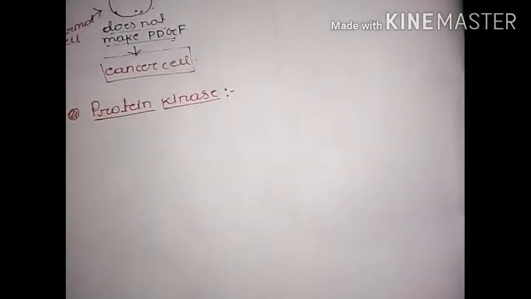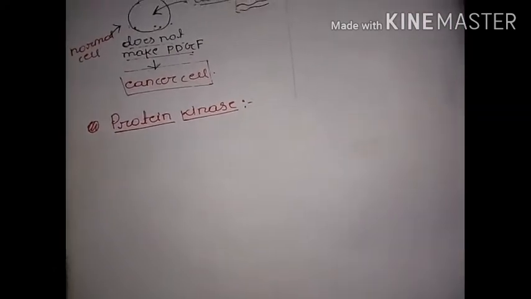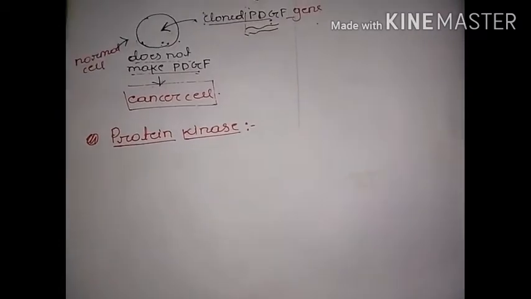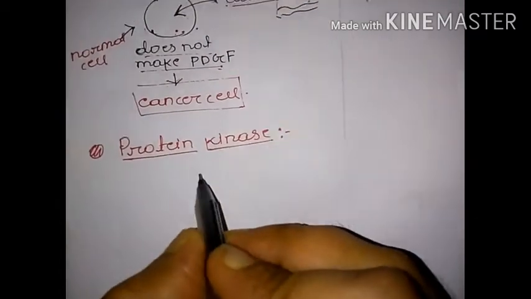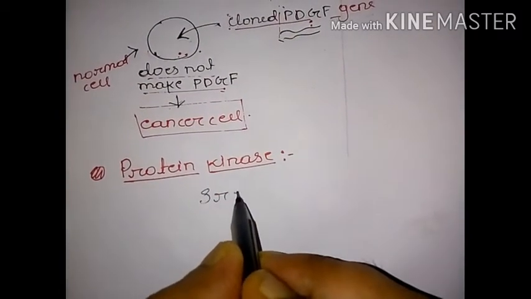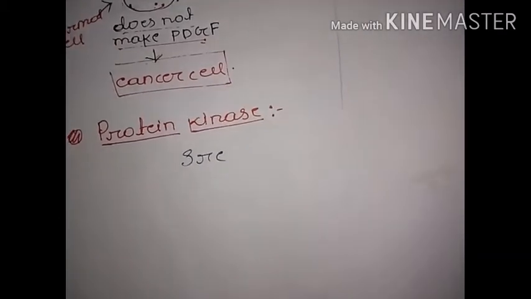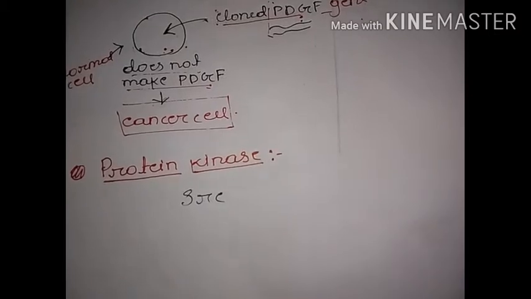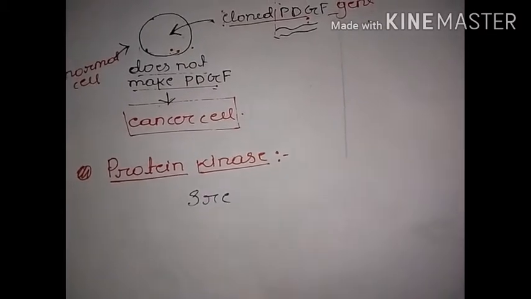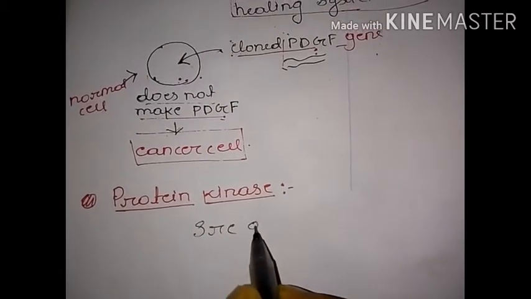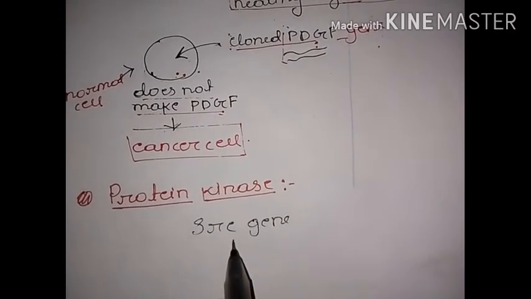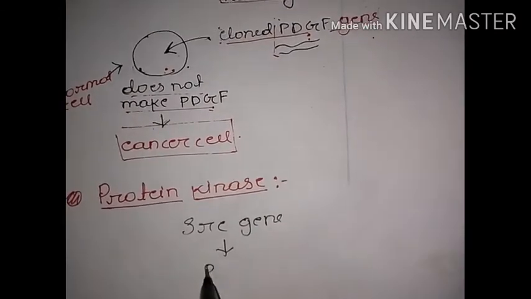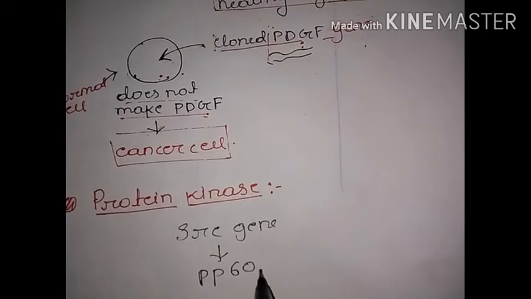So now we understand, we take an example of the SRC gene, that is a proto-oncogene, and it is a protein kinase. It is a non-receptor protein kinase. So the SRC gene encodes a protein, that is PP60 SRC protein.